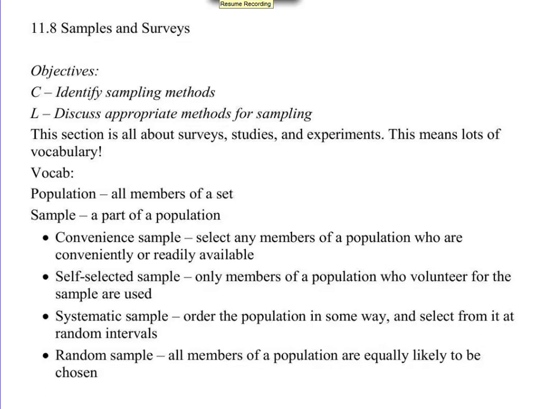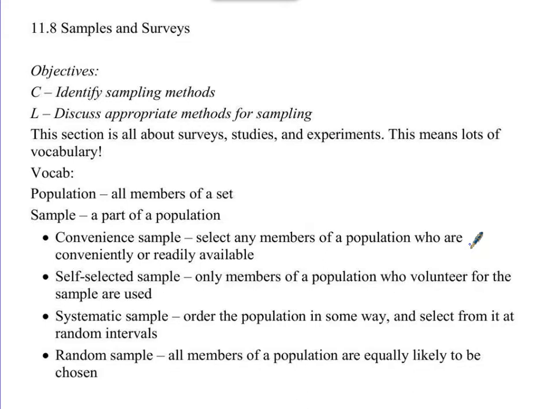So then we have 4 different types of samples that we can take: convenience sample, self-selected sample, systematic sample, and random sample. A convenience sample, if you think of the word convenience like convenience store, you kind of know what a convenient thing is. So a convenience sample, you just select any members of a population who are conveniently or readily available. Like if I wanted to take a sample of the school and find out what their favorite movie was, I could just ask all of you guys, since you're conveniently sitting right here.